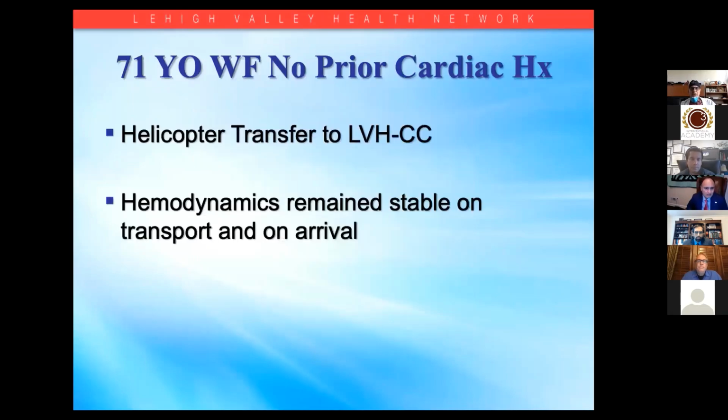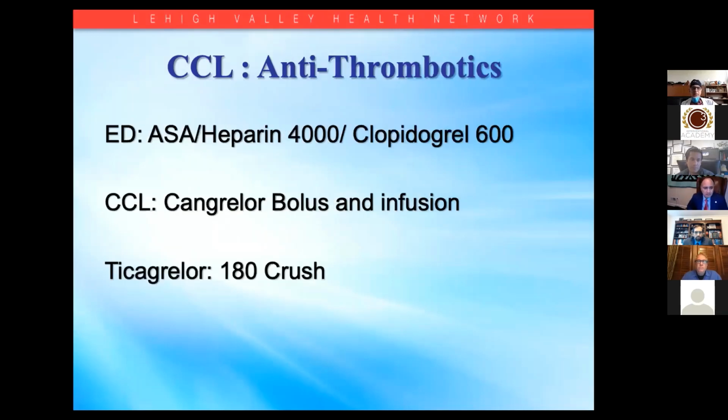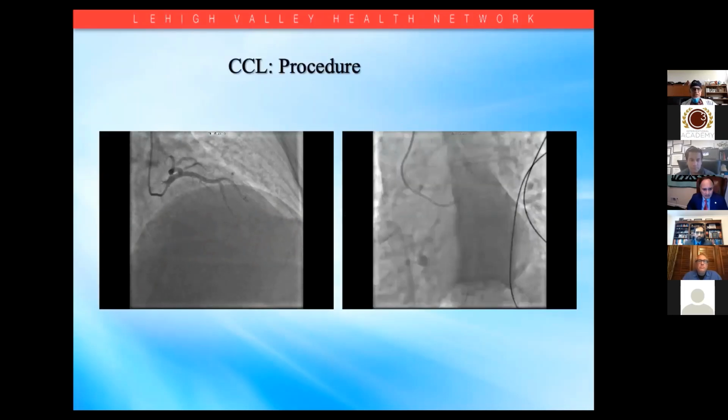He was helicopter transferred to our institution. From Hazleton, you have to actually drive from the ER to the airport to then get the helicopter, so it's not actually that much of a time savings. His hemodynamics did remain stable on transport, and on arrival, he got aspirin, heparin, and 600 of clopidogrel. In the lab, he got a Kengreal bolus and infusion. He got a ticagrelor crush. This is his left system.